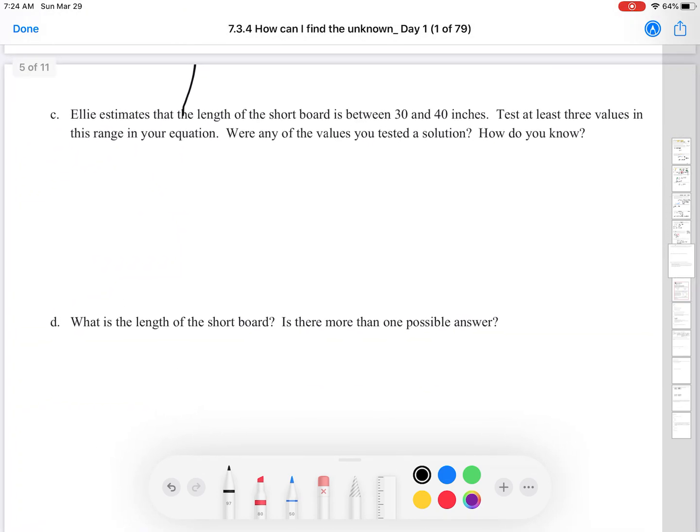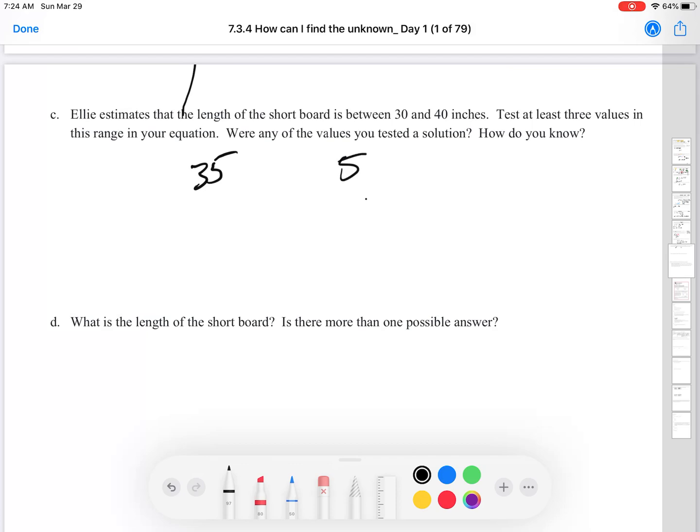Ellie estimates the length of the short board between 30 and 40 inches. Test at least 3 values in this range in your equation. Were any of the values you tested a solution? How do you know? So what we have, though, we could just check 30. So 30 or 40, test 3 values. What we could do is just pick one, right? So we could just say 35. Something like that. 35 could be our first pick.